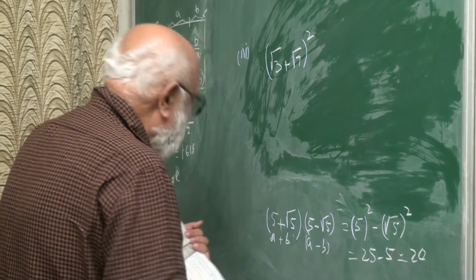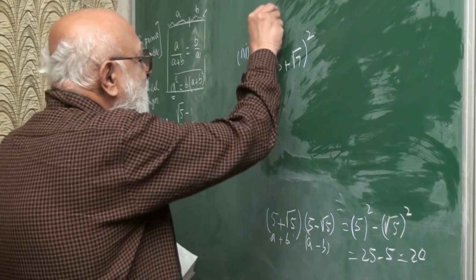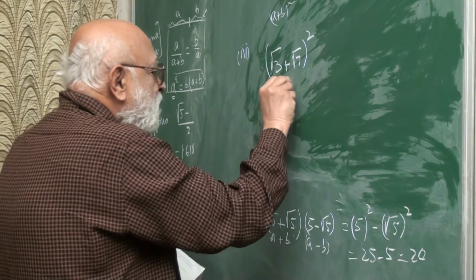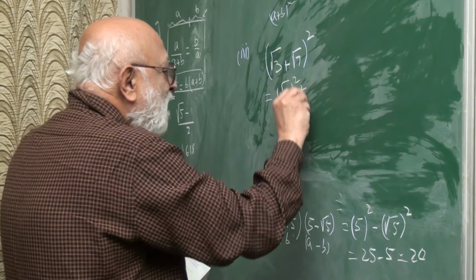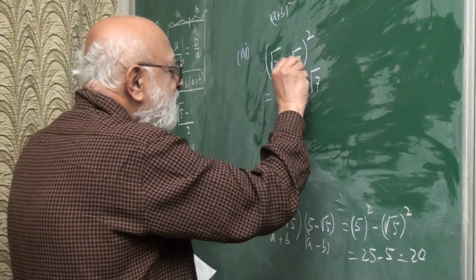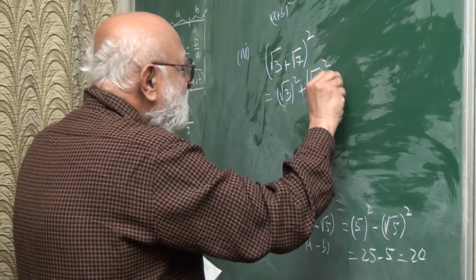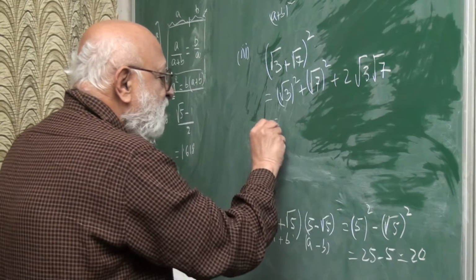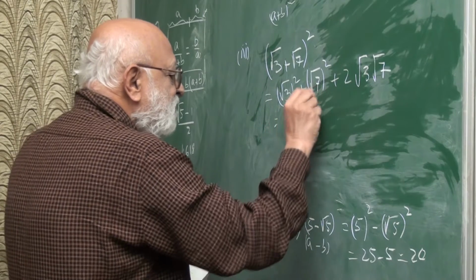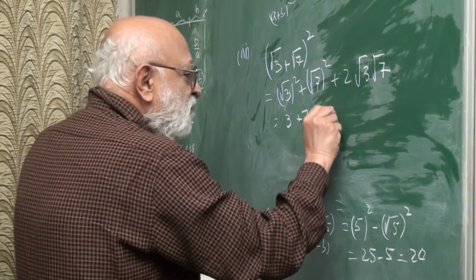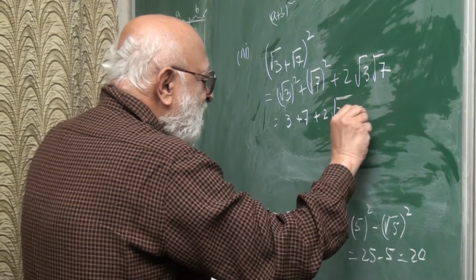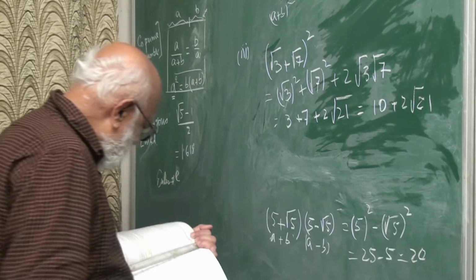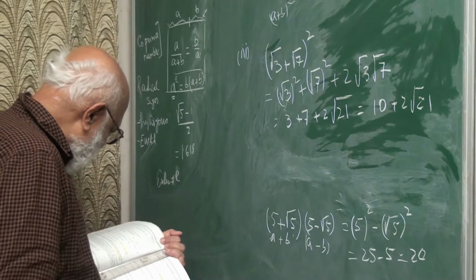So how do we do it? Again, the a plus b whole square formula. That would be equal to root 3 square plus root 7 square plus 2 into root 3 into root 7. That would be equal to 3 plus 7 plus 2 into root 21, that is 10 plus 2 into root 21. Is that correct? This is very, very straightforward.